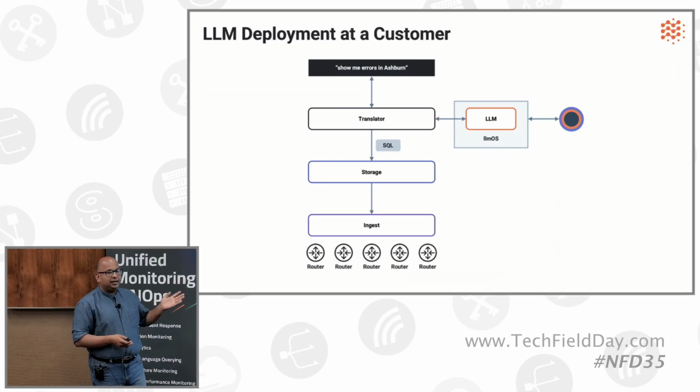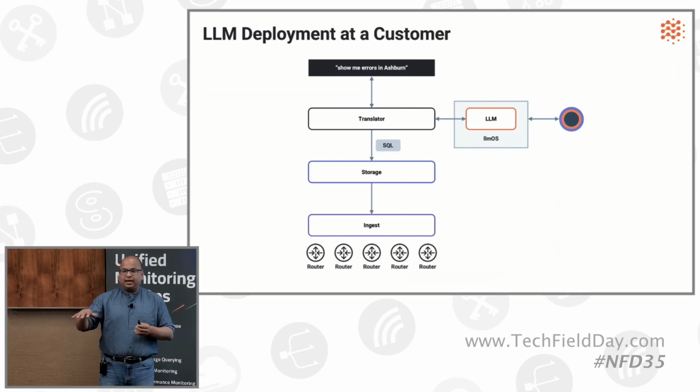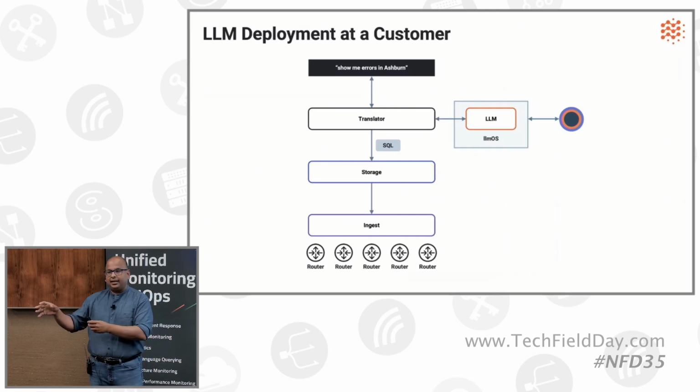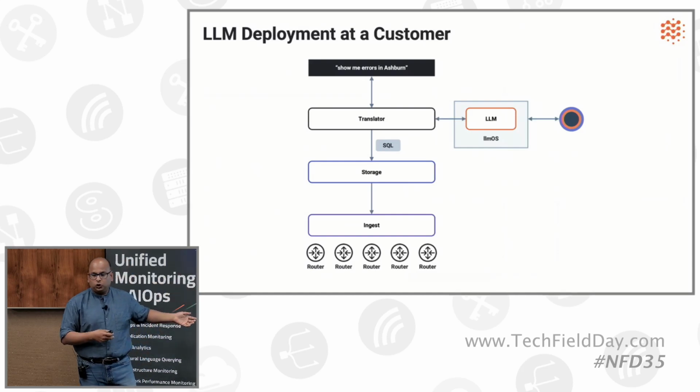The translator layer interacts with this thing, and it sends over English sentences, and queries come back to it. All of that interaction happens at the top. Once this happens, now you can see "show me errors in Ashburn." That phrase goes to the LLMOS. It looks at the corresponding model. It imputes, comes back with the right SQL query, and that SQL query gets forwarded to storage.